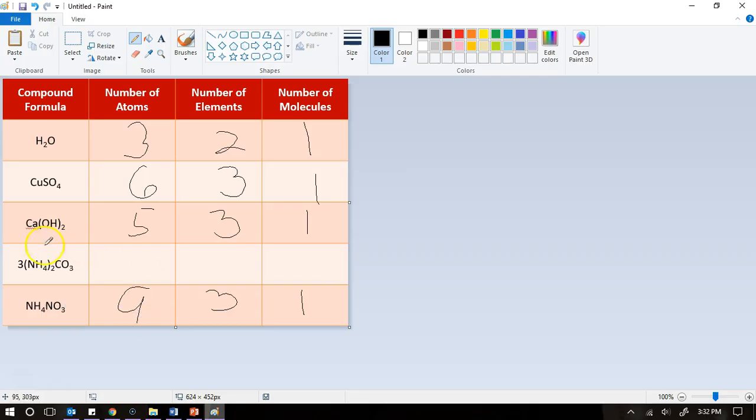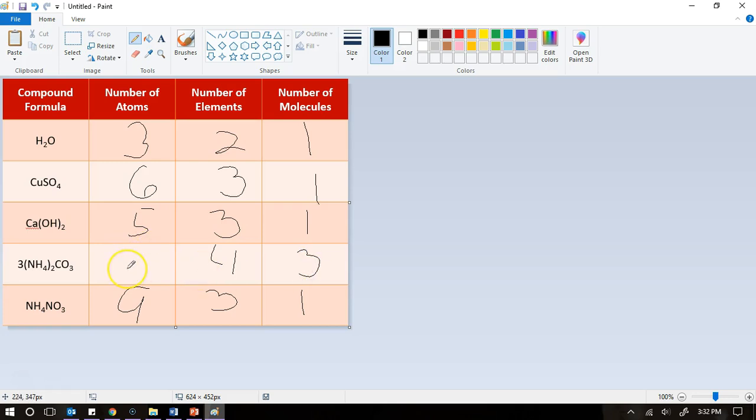Okay. Alright, let's back up and try this one. So number of elements is easy. I've got nitrogen, hydrogen, carbon, and oxygen. So I've got a total of 4. That 3 out front tells me I've got 3 molecules.